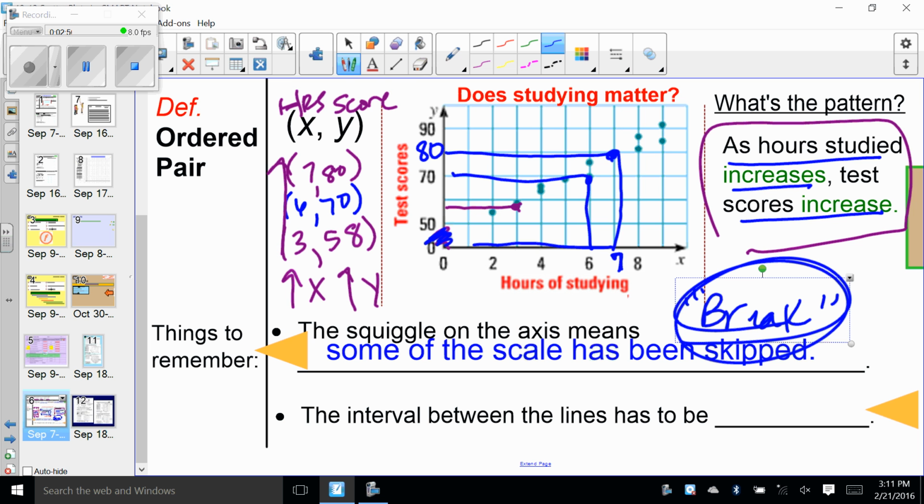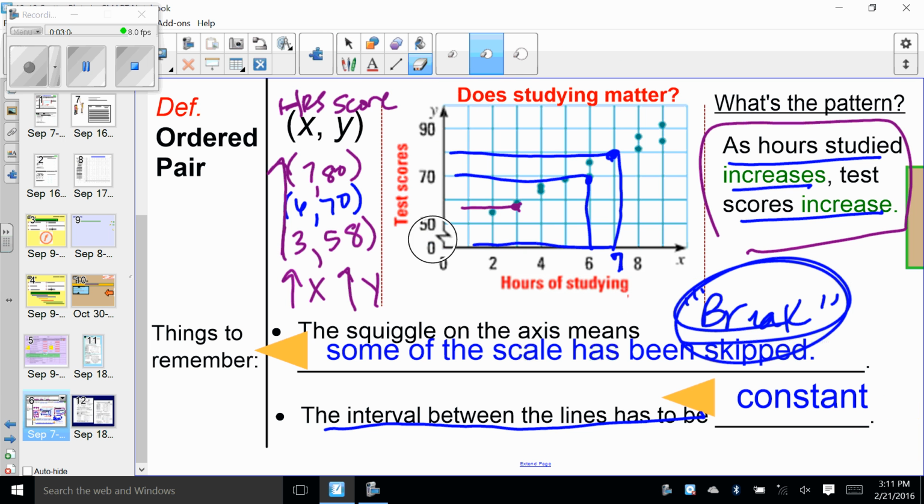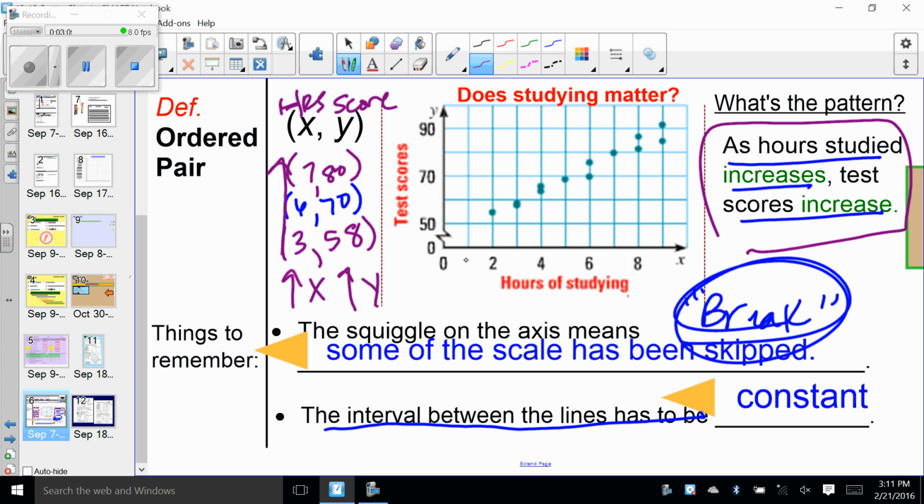Okay? And then after we do that, the interval between the lines is super important. It has to be constant. So as we look over here, we see that the interval, this is 1, 2, 3, 4, 5, 6, 7, 8, 9, 10, and so on. We're going by ones here. Over here, we break the graph, we jump from 0 to 50, and then we scale up by tens the entire way. So that scale, we're going up by tens over here on the y. We're going over by ones here on the x. It has to be constant.